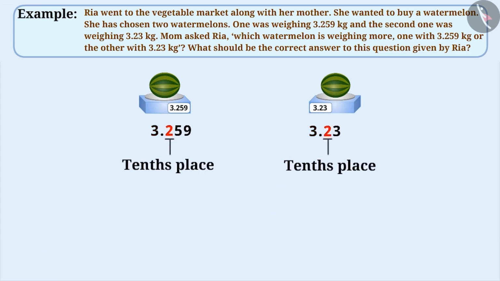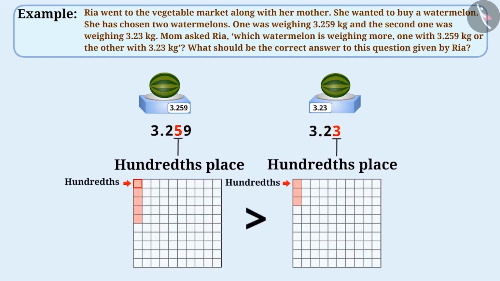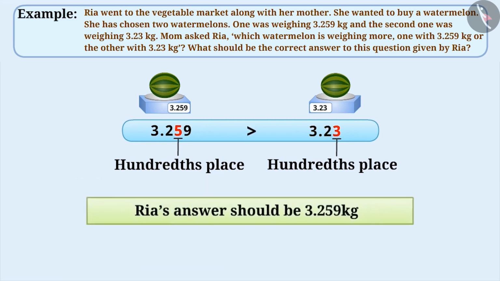In this situation, we will compare the digits at tenths place. As you can see that the digits at tenths place in both numbers is 2. So, we will compare the digits in the hundredths place. Here, the digit at hundredths place in 3.259 is 5 and the digit at hundredths place in 3.23 is 3. Since 5 hundredths is greater than 3 hundredths, we can say that 3.259 is greater than 3.23. Thus, Ria's answer should be 3.259 kgs.